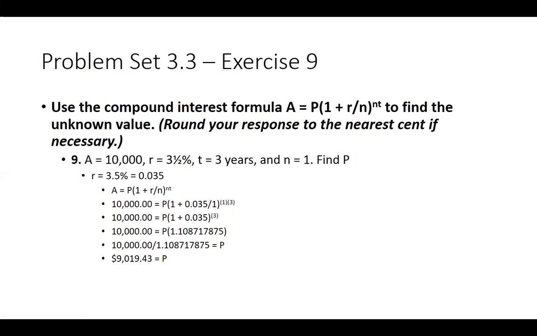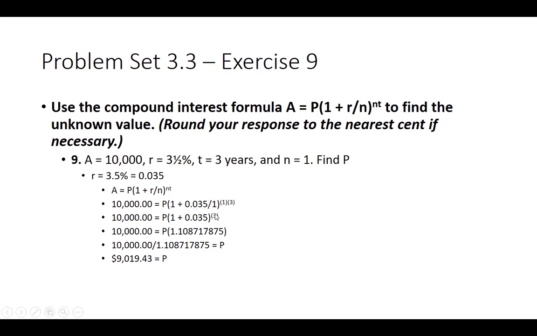Number 9. Same thing, except this time our rate has a fraction in it, given as a percentage. 3.5% as a decimal is 0.035. Plug that in for R. Plug 1 in for N in both places. Plug 3 in for T. Plug 10,000 in for A. We're looking for P. First stop is the exponent. 1 times 3 is 3.